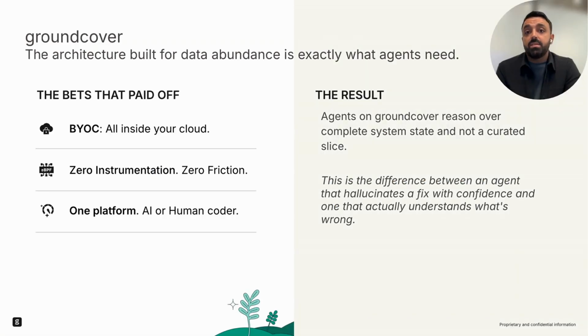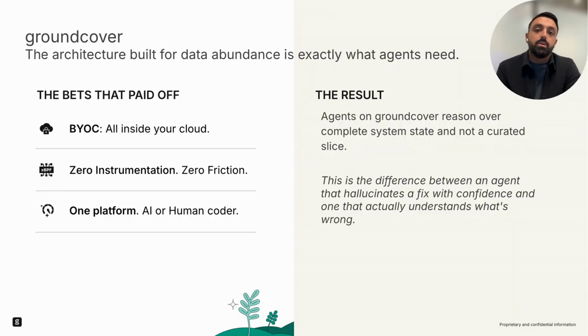What agents actually need is an architecture built for data abundance. And this is where Groundcover happens to align very naturally with this shift. Agents on Groundcover reason over complete system state, not a curated slice. That's an important distinction because there's a massive difference between an agent confidently hallucinating a fix and an agent actually understanding what's wrong. A few architectural bets ended up mattering a lot here.